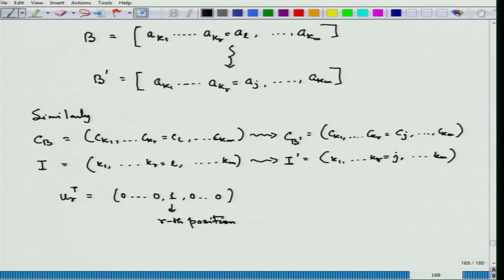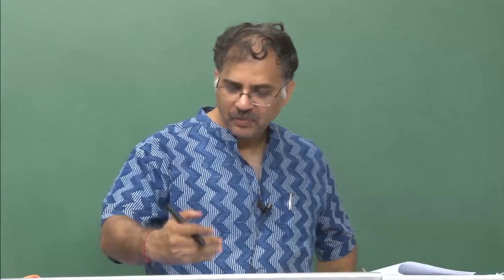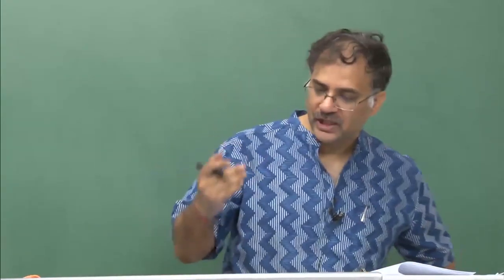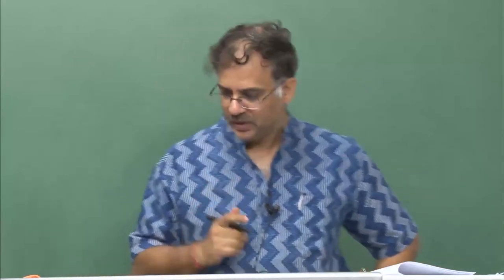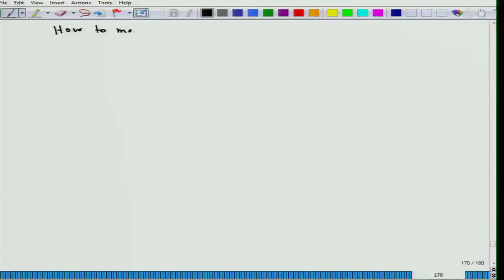Now I want to define B dash. Let me see, how can I put in this change that I have done from B to B dash, how can I mathematically represent the change from B to B dash? To emphasize this change, I am taking the red color of the pen.